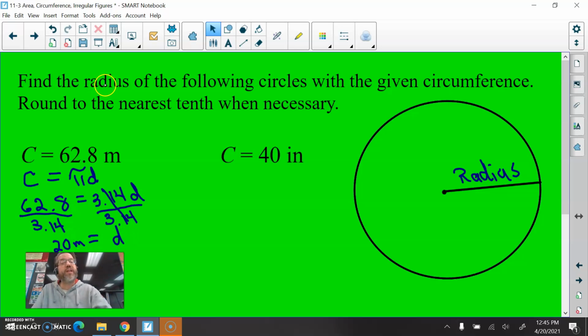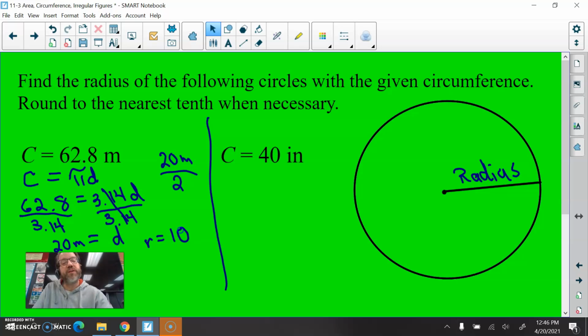I'm looking for the radius. Since I know the diameter is 20 meters, how would I find the radius? I'd have to divide by 2. Take your 20 meters, which is the diameter, divide it by 2, and you get 10 meters. So the radius is 10 meters if the circumference is 62.8 meters. The directions did say to round to the nearest tenth when necessary, it isn't necessary here, is it? We got a nice whole number answer, 10 meters.